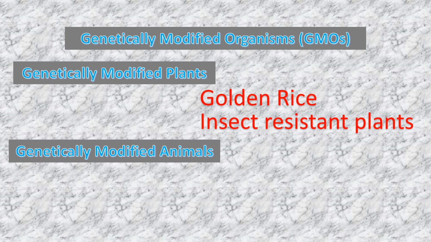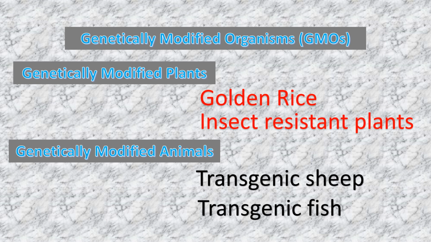Next, genetically modified animals. First, transgenic sheep, with improved wool quality and production. A gene for synthesis of an amino acid is expressed in the transgenic sheep. Next, transgenic fish, with increased growth in fish such as salmon, rainbow trout or tilapia. The growth hormone gene is inserted, that is a transgenic fish.